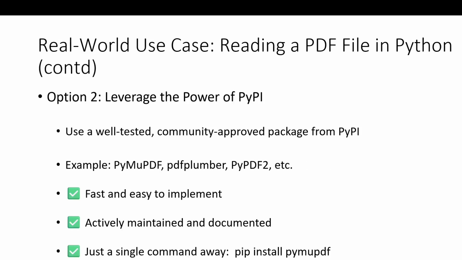The other option that I have is to leverage the power of PyPI. This way, we'll be using some package that is widely tested and approved by the community. There are several such packages available, say PDF Plumber, PyPDF2, etc. You can just identify which package to use, go ahead and do a pip install of that package, and write code based on that. So it will be fast and easy to implement, and it will be well documented and maintained, and all you need is to do a simple pip install and the library name. This makes our life very easy.